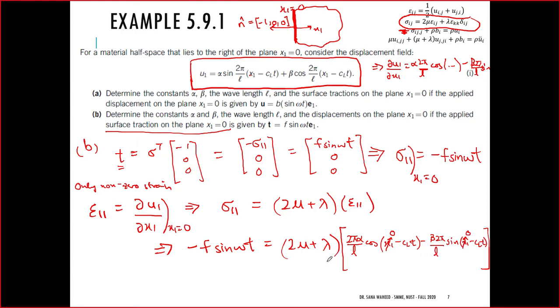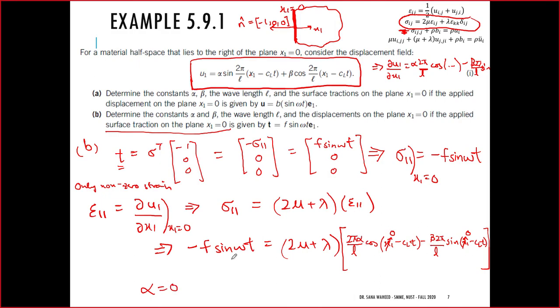So what do we have? Again the same old thing: on the left hand side there's just a sinusoidal function. So this cos term must disappear. So what does that mean? That means that this time around alpha is equal to 0.